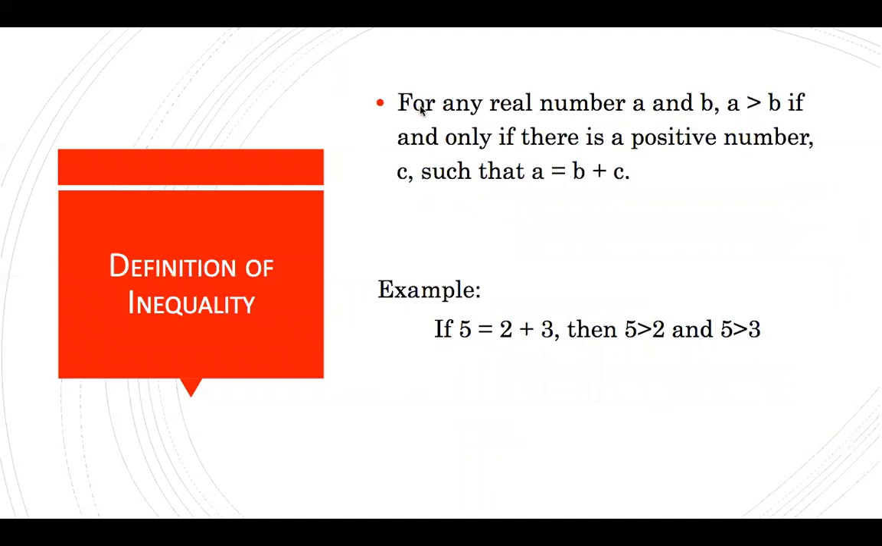So your definition of inequality says that for any real number a and b, a is greater than b if and only if there's a positive number c such that a is equal to b plus c. So basically, if 5 is equal to 2 plus 3, then 5 is greater than 2 and 5 is greater than 3 because I can add a number to make them equal.